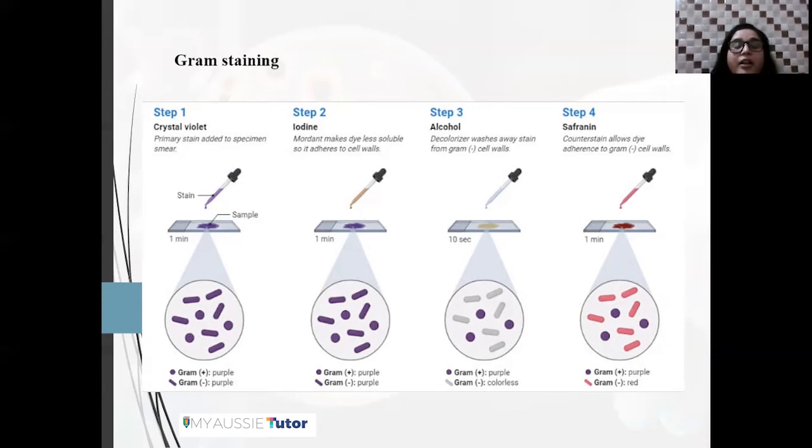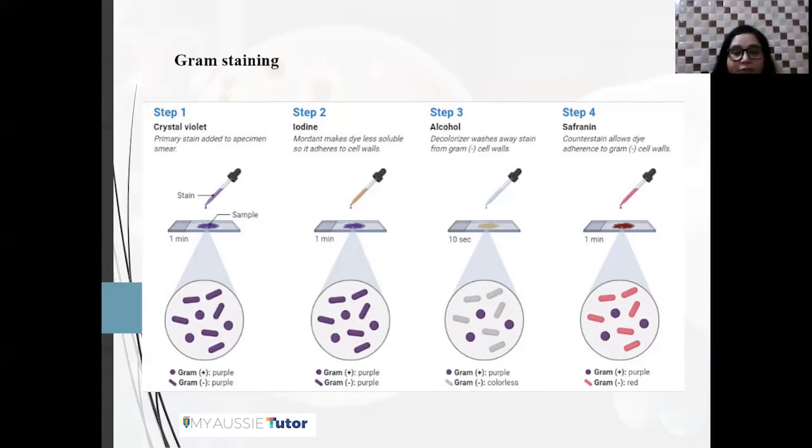If the bacteria consumes the primary stain, which is crystal violet, the mordant, iodine, will help it to get fixed within the cells and not leave the cells even after the third step, which is also known as the decolorizing step. Decolorizer washes away the stain from the gram-negative cell walls, and the bacteria which do not imbibe the primary stain, crystal violet, will lose this color.